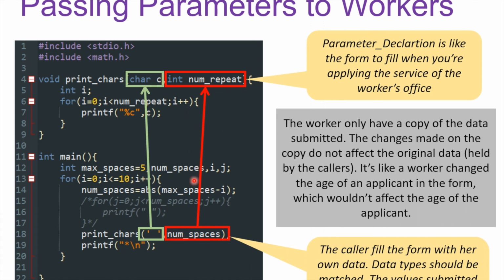It's like you're passing your value, you're filling out some information about yourself into that form. The worker may have changed the value on that form, but it doesn't mean it could change the original data or form or information you have. For example, the age example I'm showing here.